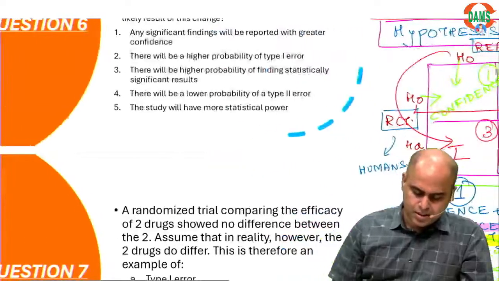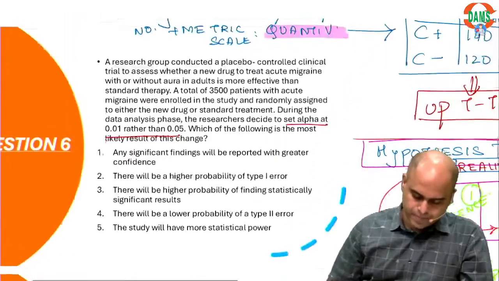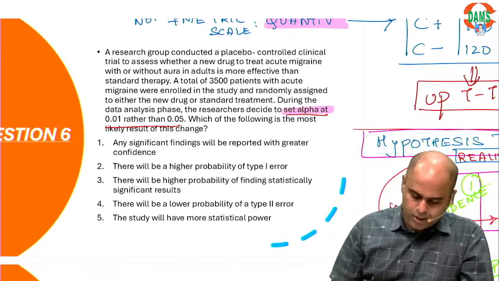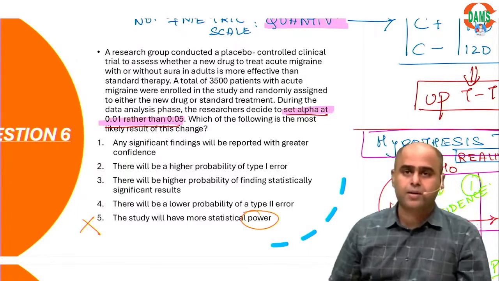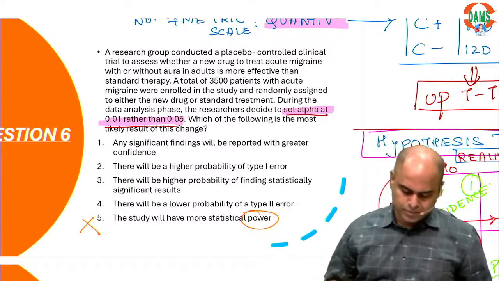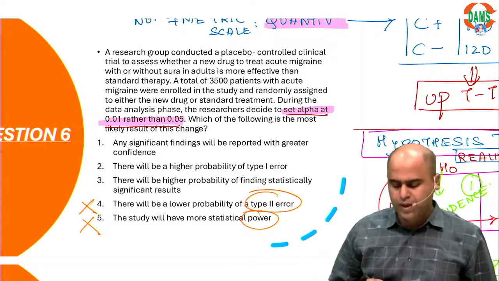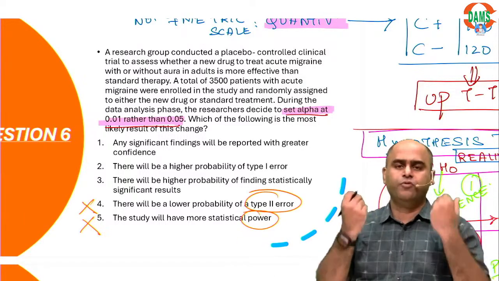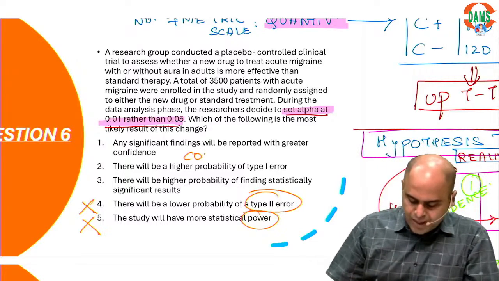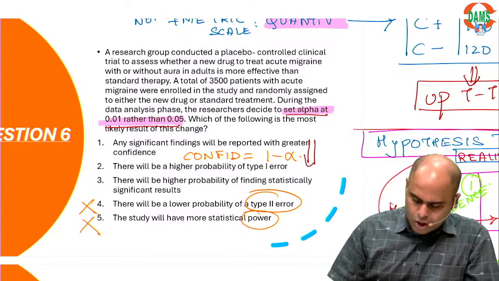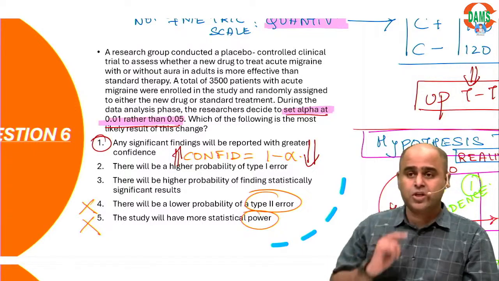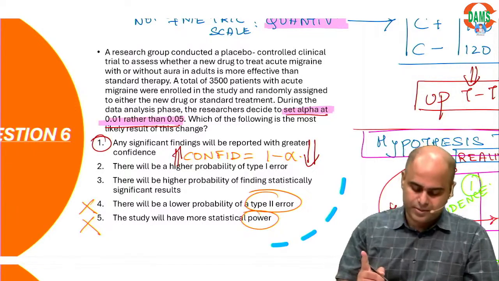Yes, in this question, they were talking about alpha. Alpha has nothing to do with power. So option 5 gone. Alpha has nothing to do with type 2 error. Option 4 gone. Confidence is 1 minus alpha. In this question, you have dropped the alpha, so confidence has gone up. So the answer to this question was option number 1.